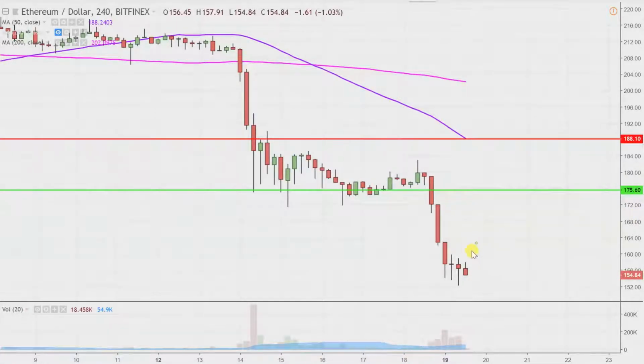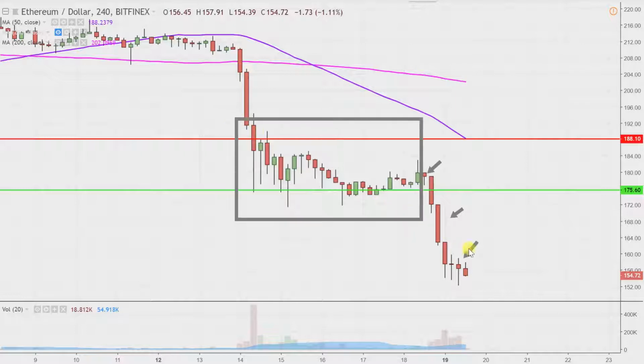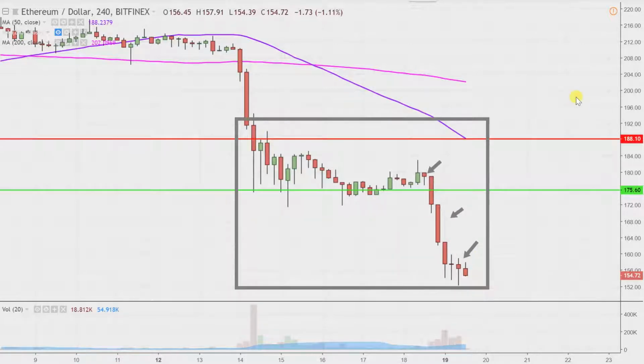Instead of each one of these candlesticks here representing 1 day's worth of price action, which is what you would normally see, each one represents 4 hours. So while this here may look like a few weeks worth of time, it's actually just the past couple of days broken down into 4-hour time slices.